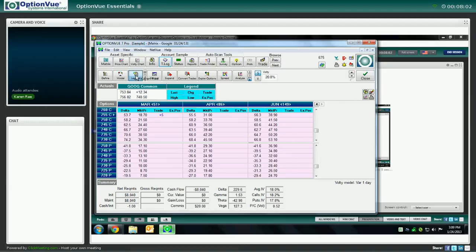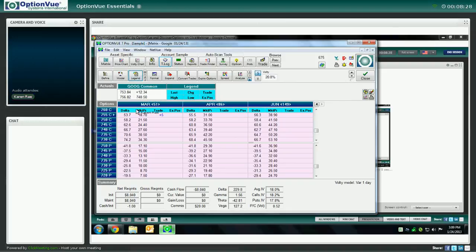I can see a legend that clicks on and off. The legend is kind of a directory or a roadmap of what I'm looking at. And if I superimpose this legend right over this area, then the last transposes to 753.84. The change is up $12.34. I don't have a trade on. The high for the day, the low for the day, and so on.